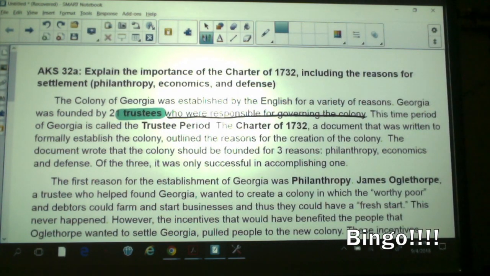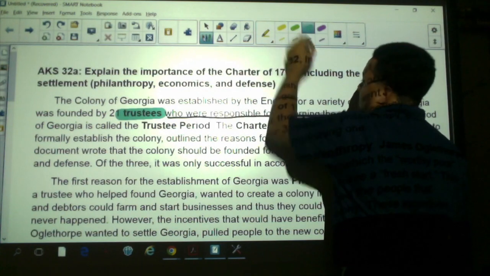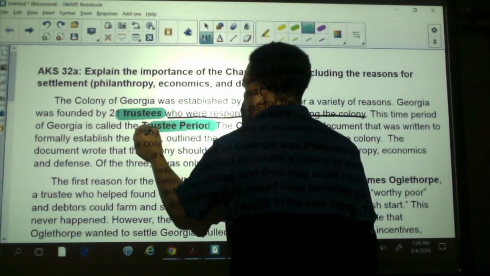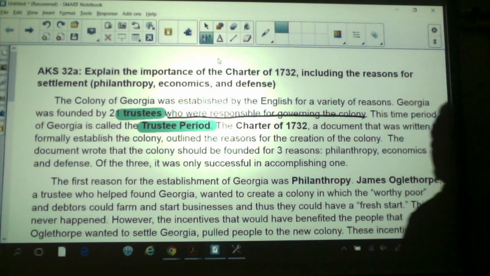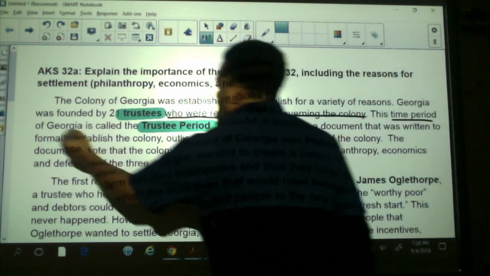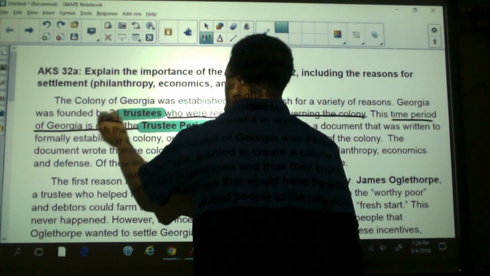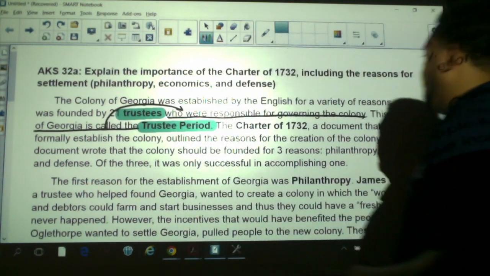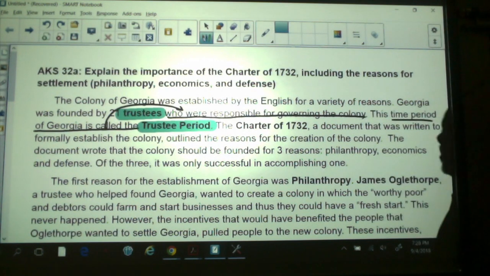Okay? It said this time period of Georgia is called the trustee period. So we have another definition. I'll highlight it. Trustee period. All right, now look at my reading. The trustee period was the time period in Georgia in which the trustees are responsible for governing the colony. So, a little tricky there. The second vocabulary word definition is part of the first vocabulary word definition, but we figured it out.